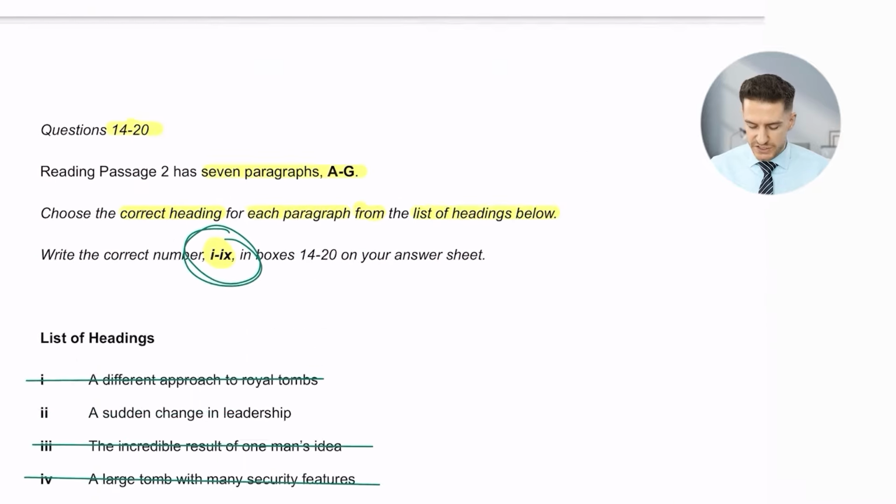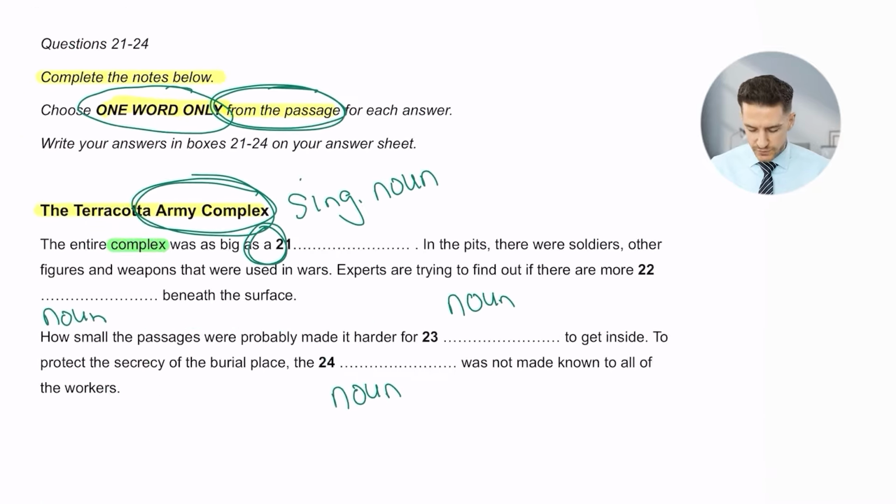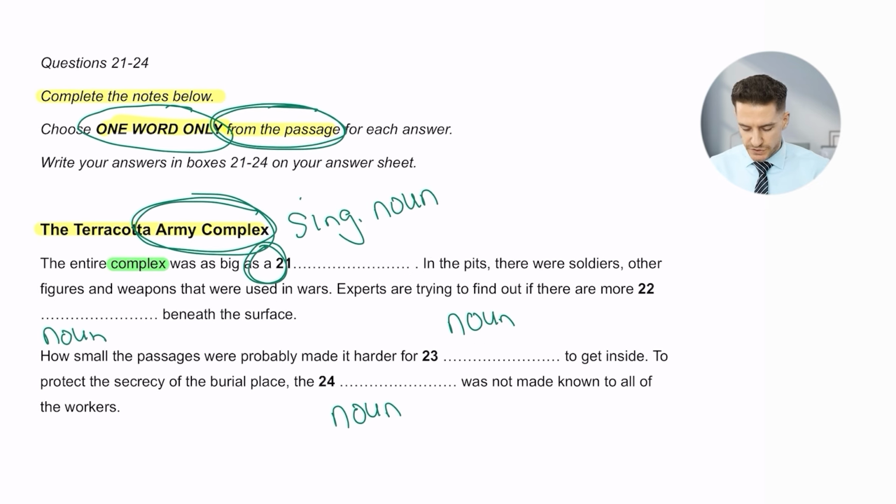Now remember, we just need one word and we need a noun. So the correct answer there would be, sorry, let me write that again a bit neater. The correct answer would be city. Now, we couldn't say small city because look here, it says one word only, okay? One word only.